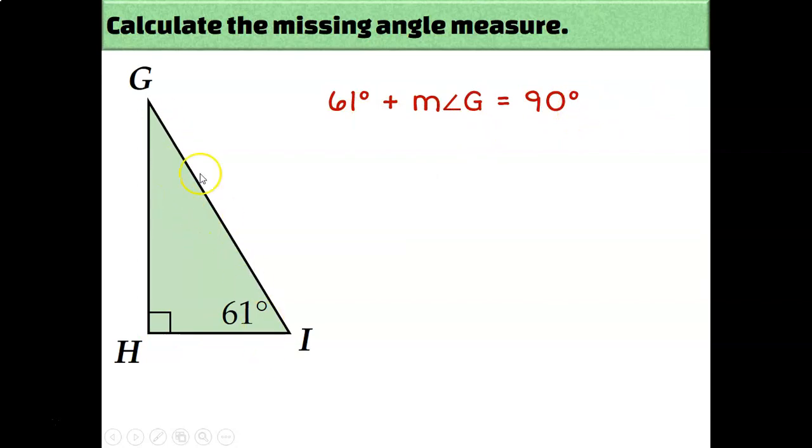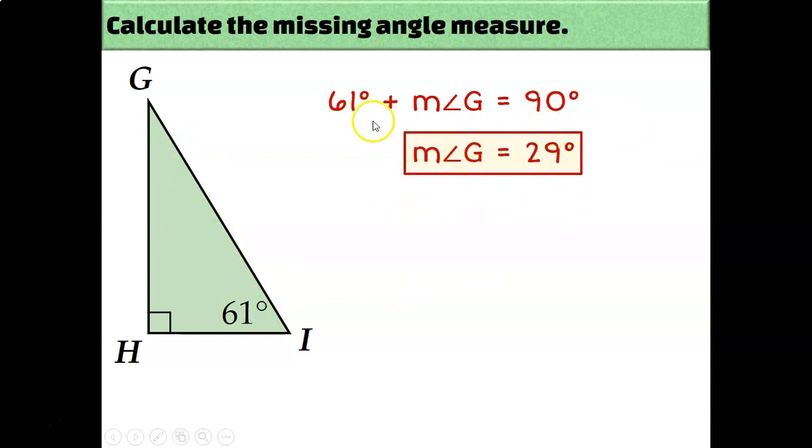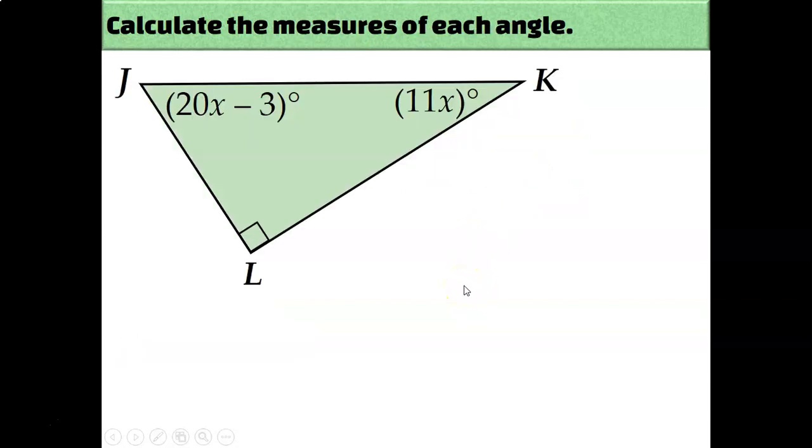These two angles, the acute angles of a right triangle, have to add up to 90 degrees, which in this case means that the measure of angle G, if I subtract 61 from both sides, must be 29 degrees. And of course you can apply this to algebraic problems as well. I would just add these two algebraic expressions together and set it equal to 90.